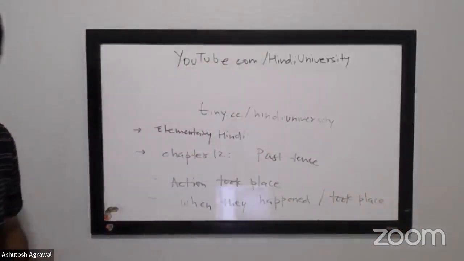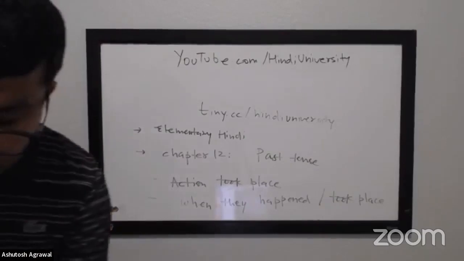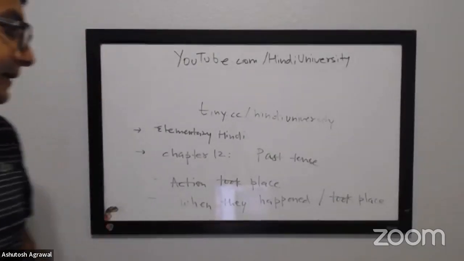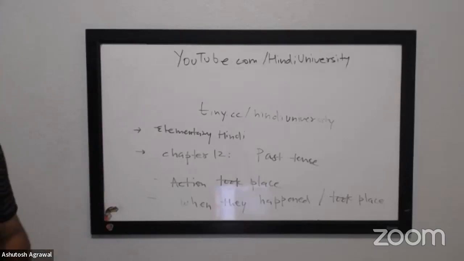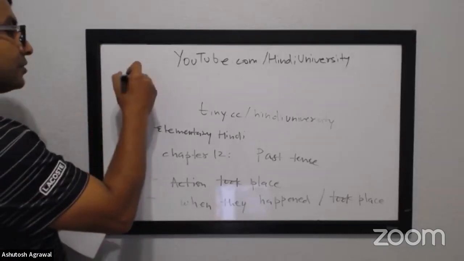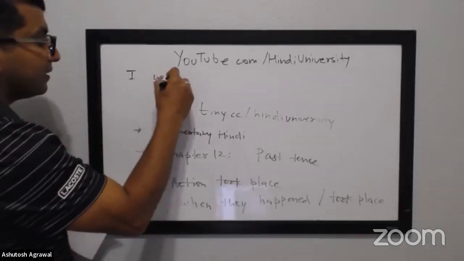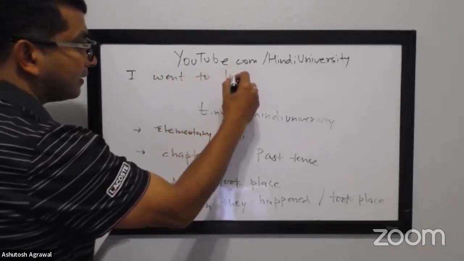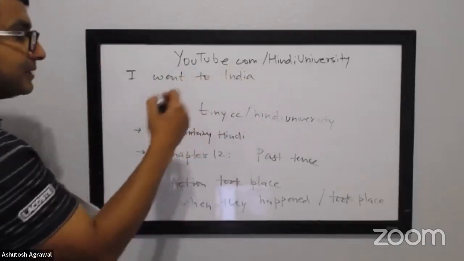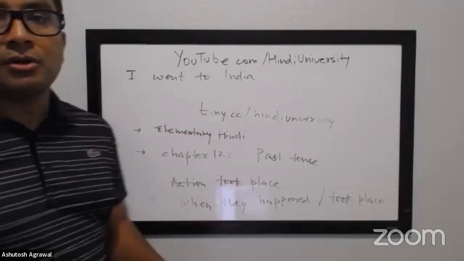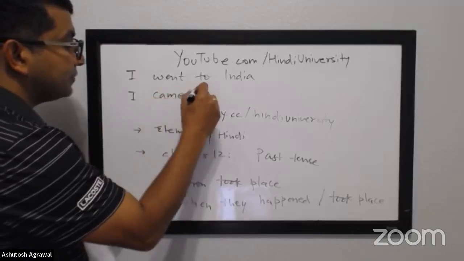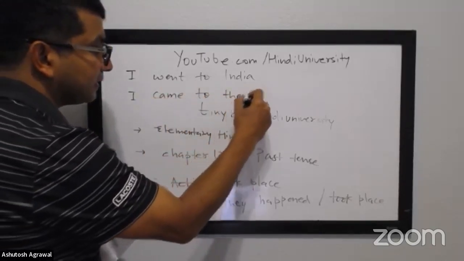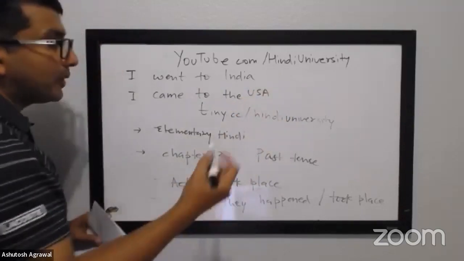Okay, so the goal for this class, as I said, is to dig deeper into the past indefinite tense, or simple past tense. With the use of it, you'll be able to make simple sentences, and then I'll go over the interesting verbs that he covers. So you can say something like I went to India. Okay, it doesn't talk about when, it just says that you went to India. Similarly, you can say I came to the USA.